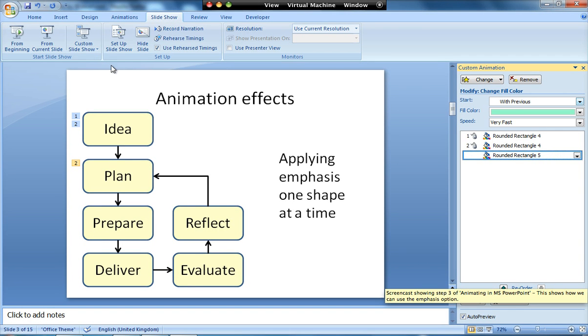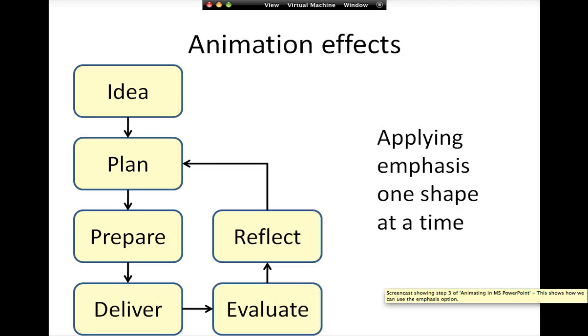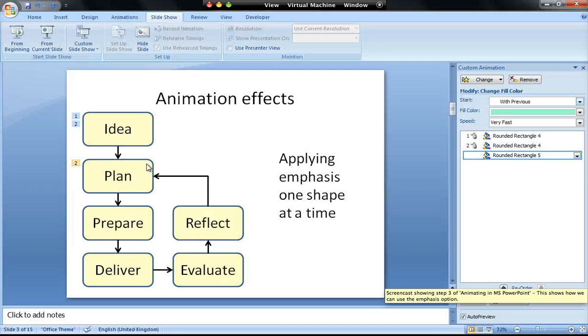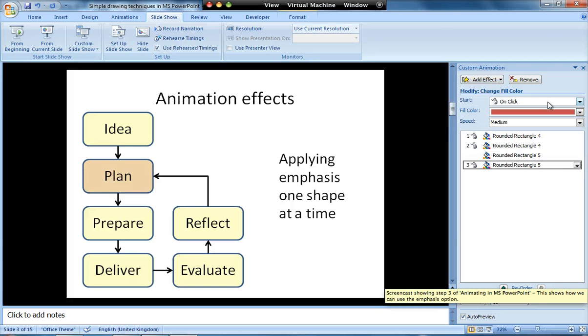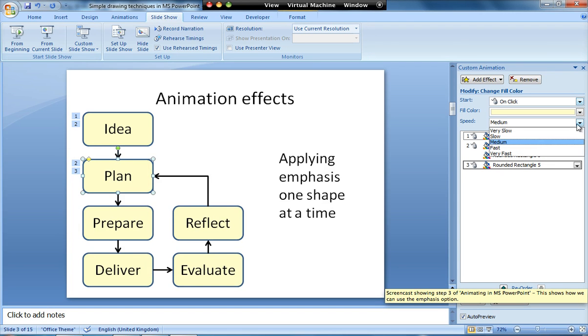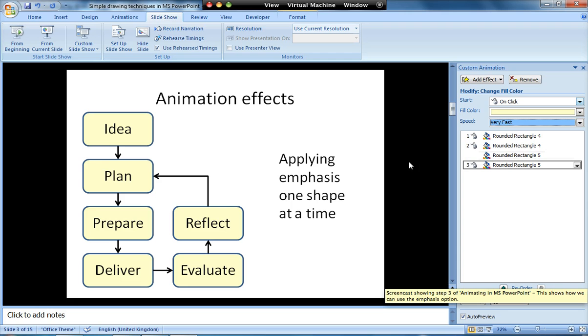So if I just run the slideshow at this point, the first click makes the first one green. On the second click, that goes back to yellow and that one becomes green. So we'll just do the next one just to practice it again. So we need to take that one back to being yellow. So I add effect, emphasis, fill color, and yellow. And again, I'm going to speed it up to be very fast.